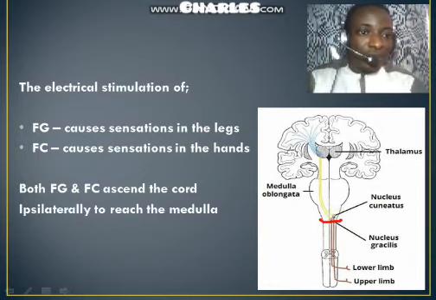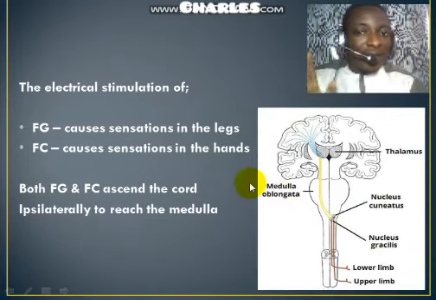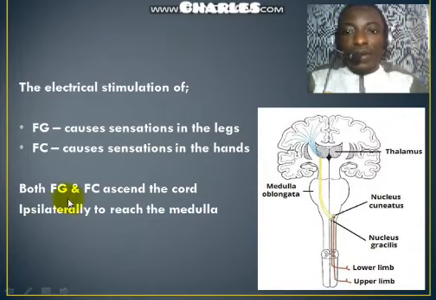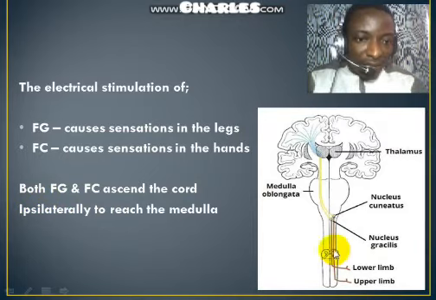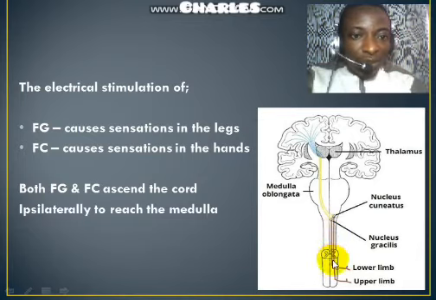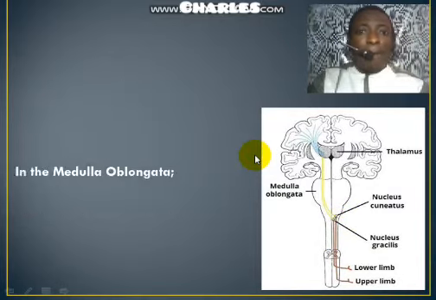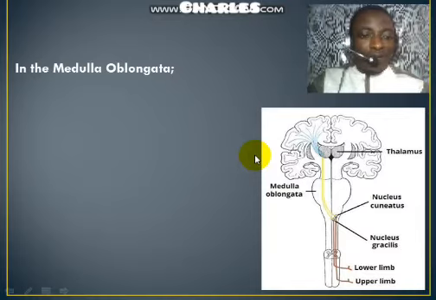Now, I said both parts ascend the cord ipsilaterally. The word ipsilaterally means on the same side. You can see that the fasciculus cuneatus and the fasciculus gracilis divisions of the dorsal column system actually ascend the cord on the same side to reach the medulla. Okay, good. Now in the medulla oblongata, certain events occur.